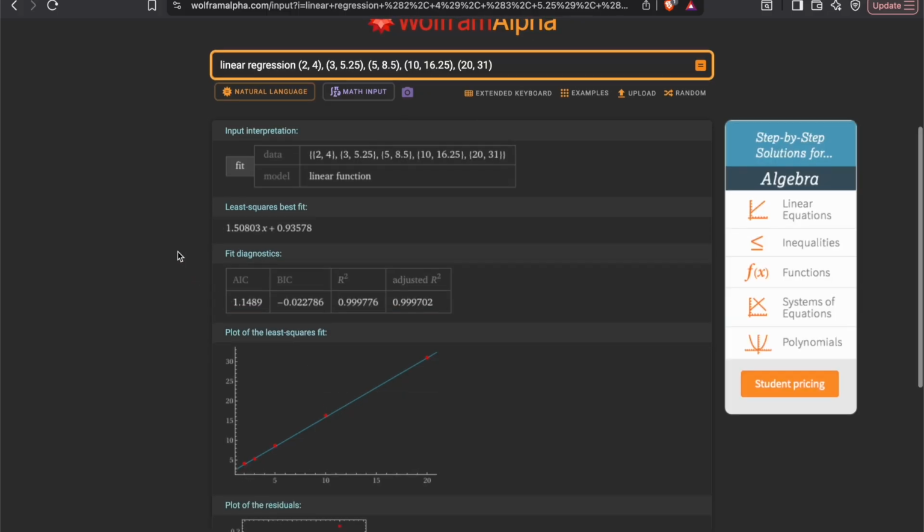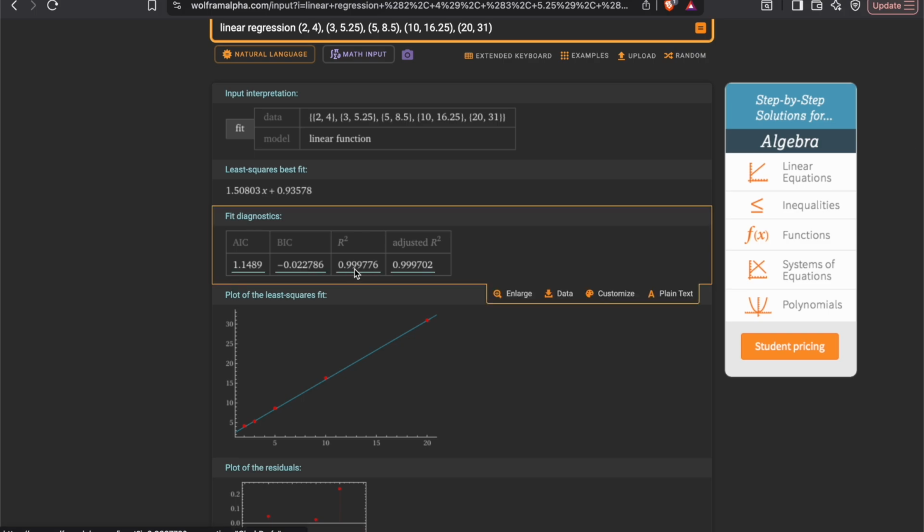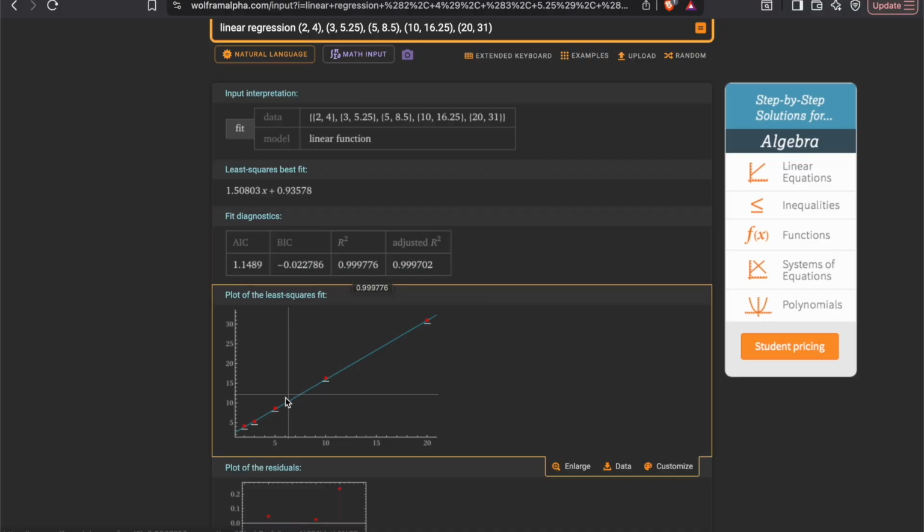Anyway, back to what we have. You can see it's a pretty good fit, 0.9997. That means it is actually really good. It's almost linear.